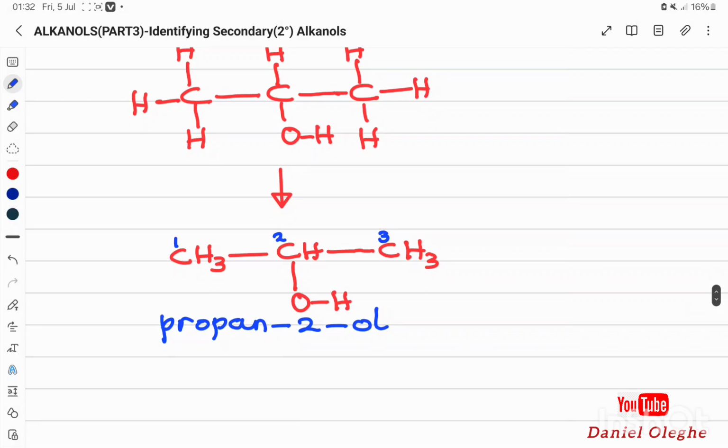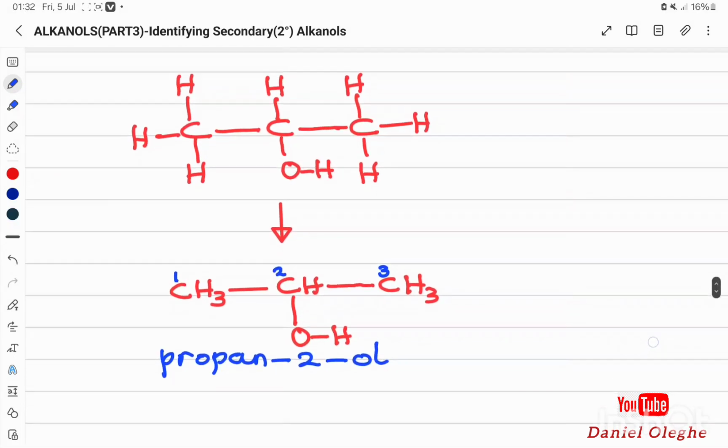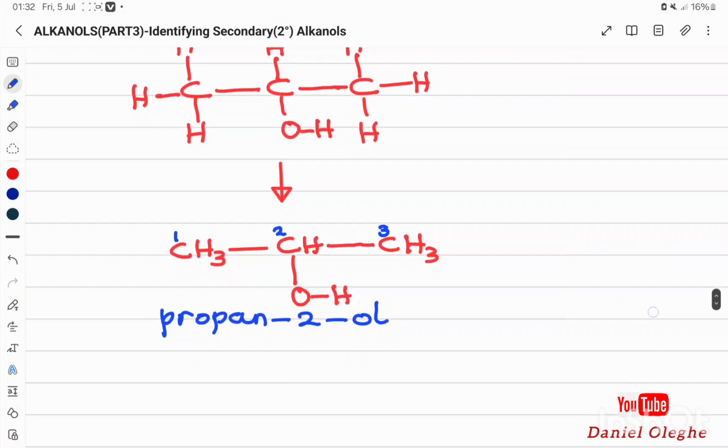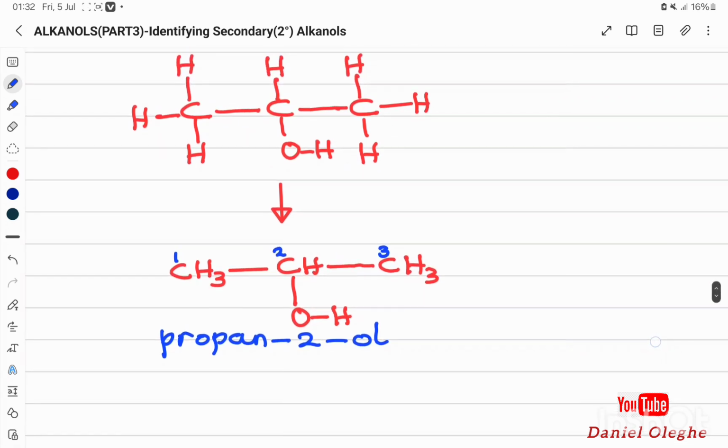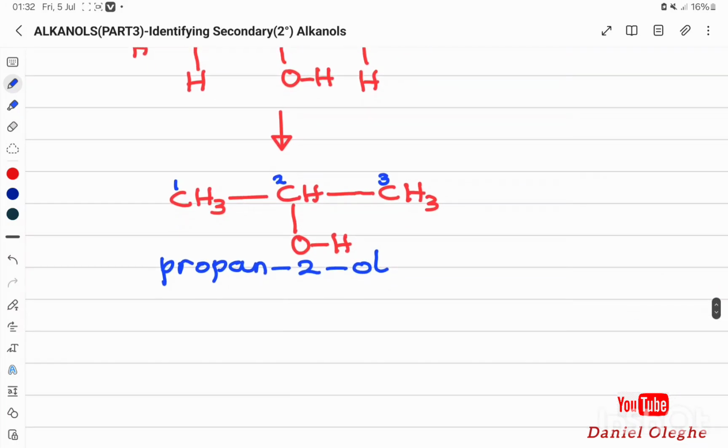So in the first video, we mentioned propan-1-ol as an example of a primary alkanol. And this one is a secondary alkanol, propan-2-ol, where the OH is attached to a non-terminal carbon atom in the chain. So this is an example. And as you can see, we have the alkyl groups as follows. There are two alkyl groups attached to the middle CHOH, the carbon atom bearing the hydroxy group.